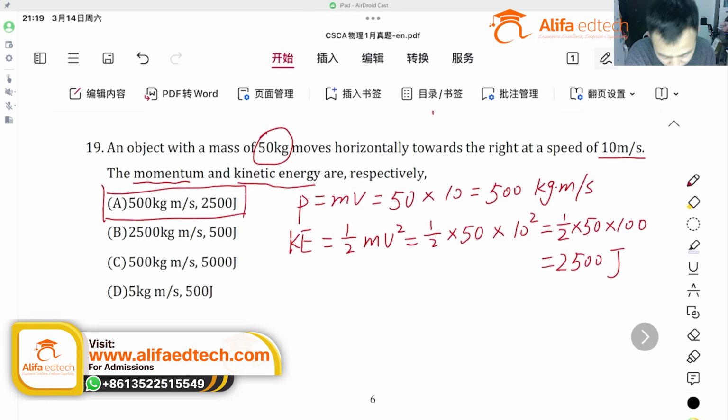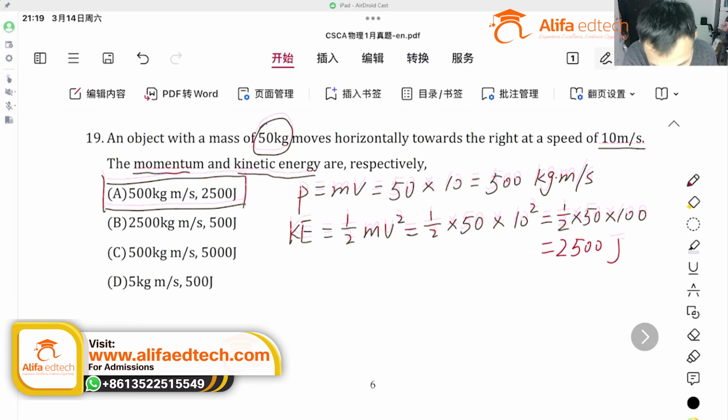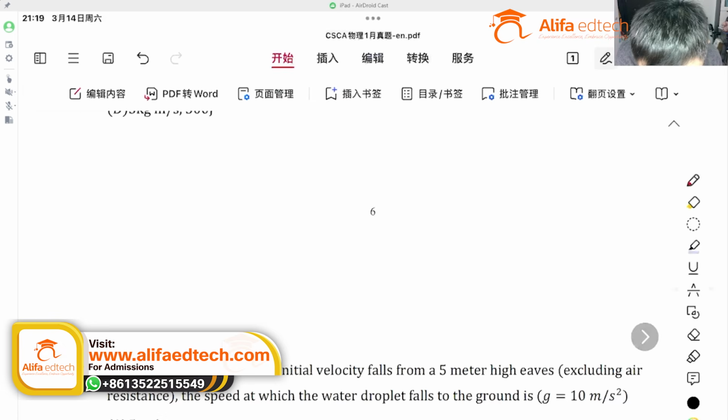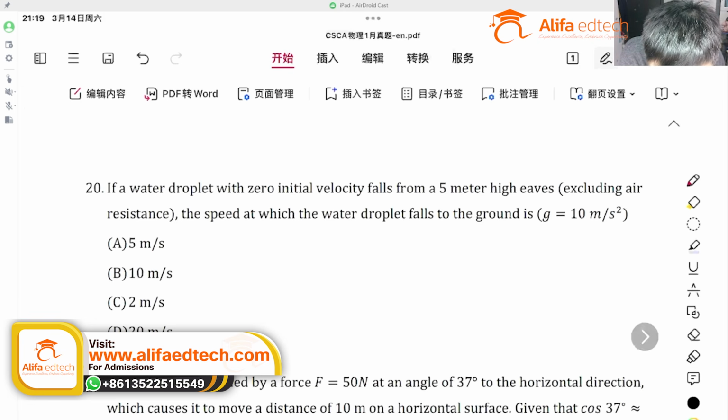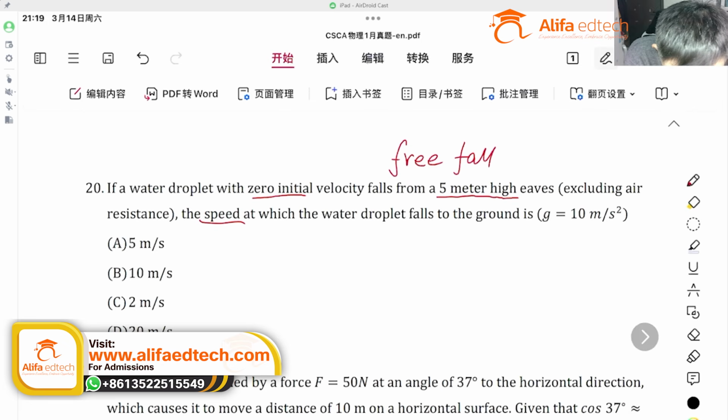Okay, let's look at the 20th question. It says a water droplet with zero initial velocity falls from 5 meters high, excluding air resistance, so it is a free fall. It is a free fall. Find the speed at which the water droplet falls to the ground.